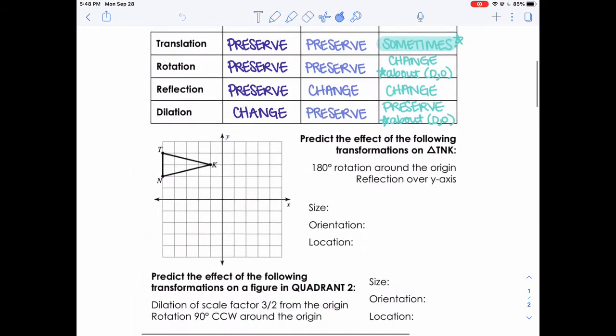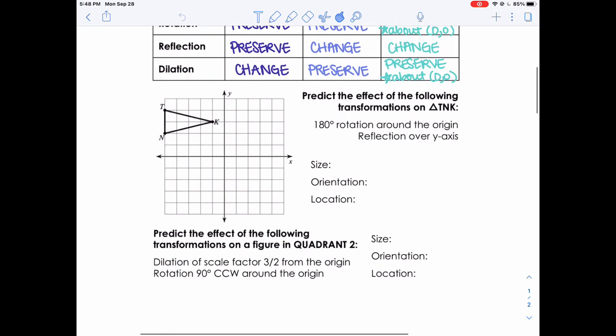Okay, let's go ahead and look at some examples. At the bottom of our page, we have two examples here. One of them has a graph and the other one does not. So let's start with the graph example first. We are given this triangle T, K, and N, and we are told to predict the effect of the following transformations on it. So we have a 180 rotation around the origin, and then a reflection over the y-axis. Because we're predicting, we're going to try not to perform these on the graph, but it is here to help us if we need it.